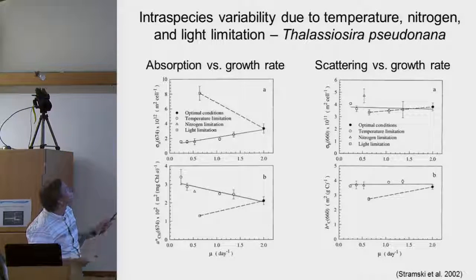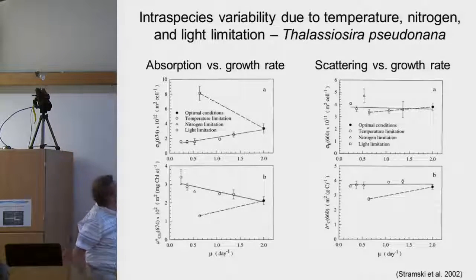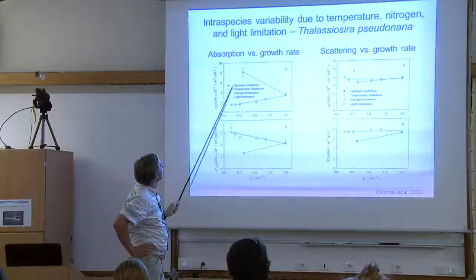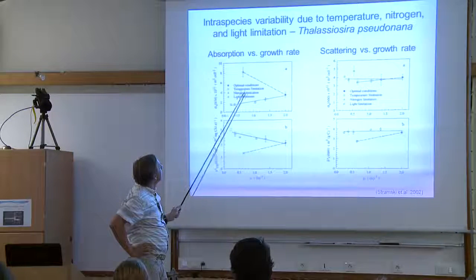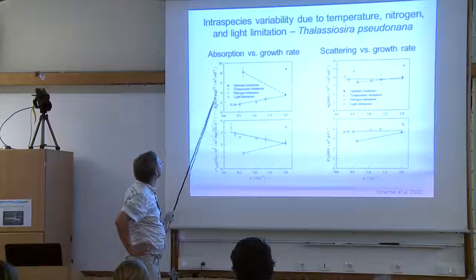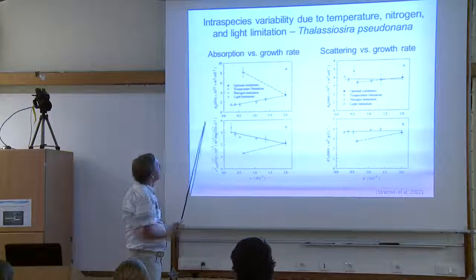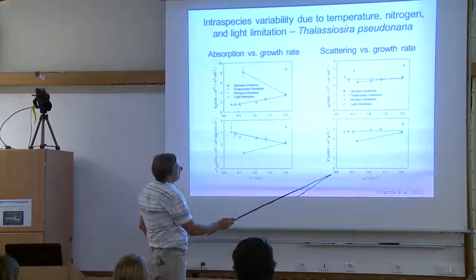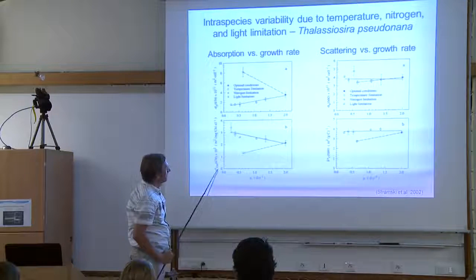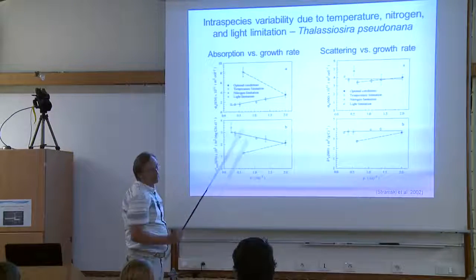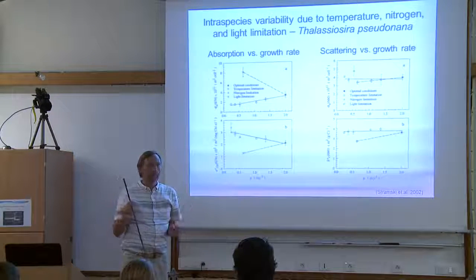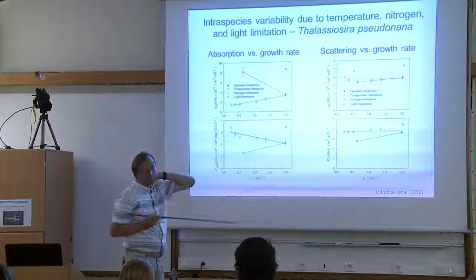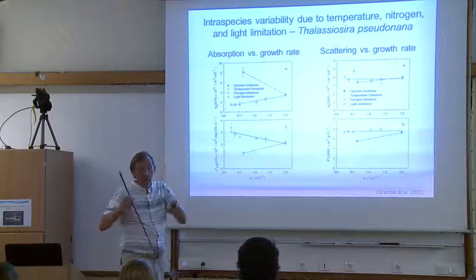Another example of intraspecies variability, where now the species is a small diatom, about 4 micron in size, grown under optimal conditions, then temperature limitation, nitrogen limitation, light limitation. You can plot things like chlorophyll-specific absorption cross-section, carbon-specific scattering cross-section, versus growth rate, which is kind of interesting to try to look into potential relationship between growth rate associated with different growth conditions and optical properties, whether optics carries any information on growth of cells.